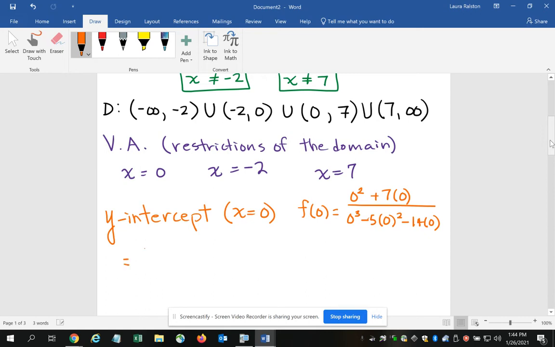So doing the calculations, I would have 0 plus 0 over 0 minus 0 minus 0, which gives me 0 over 0, which we know really can't happen. So in this particular case, this particular graph would not have a y-intercept.